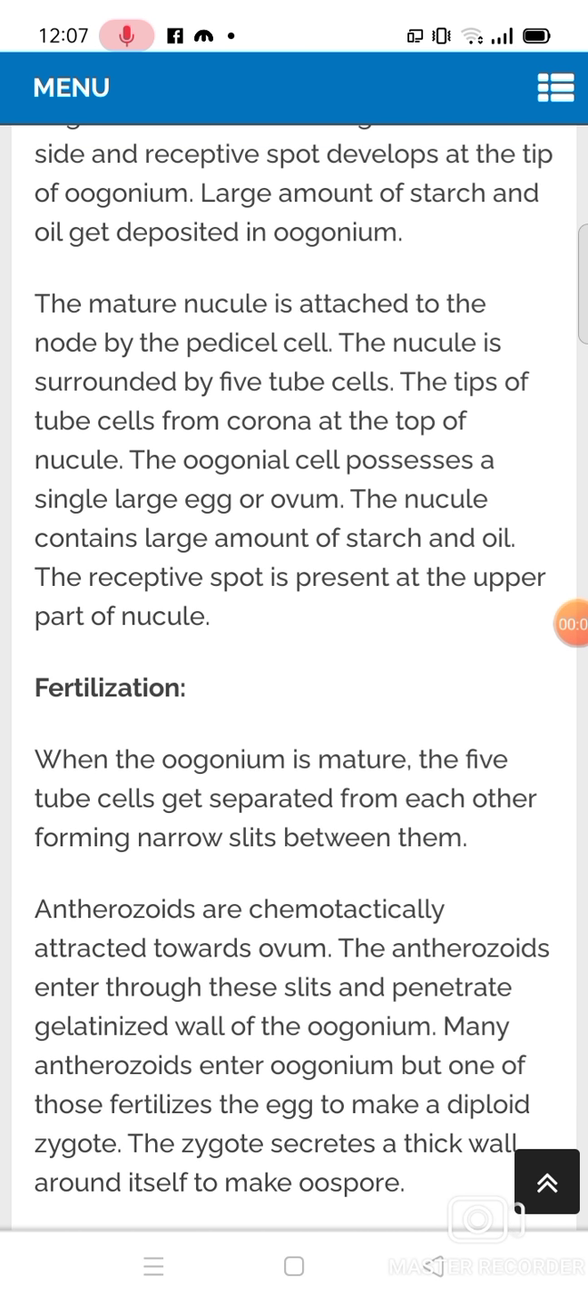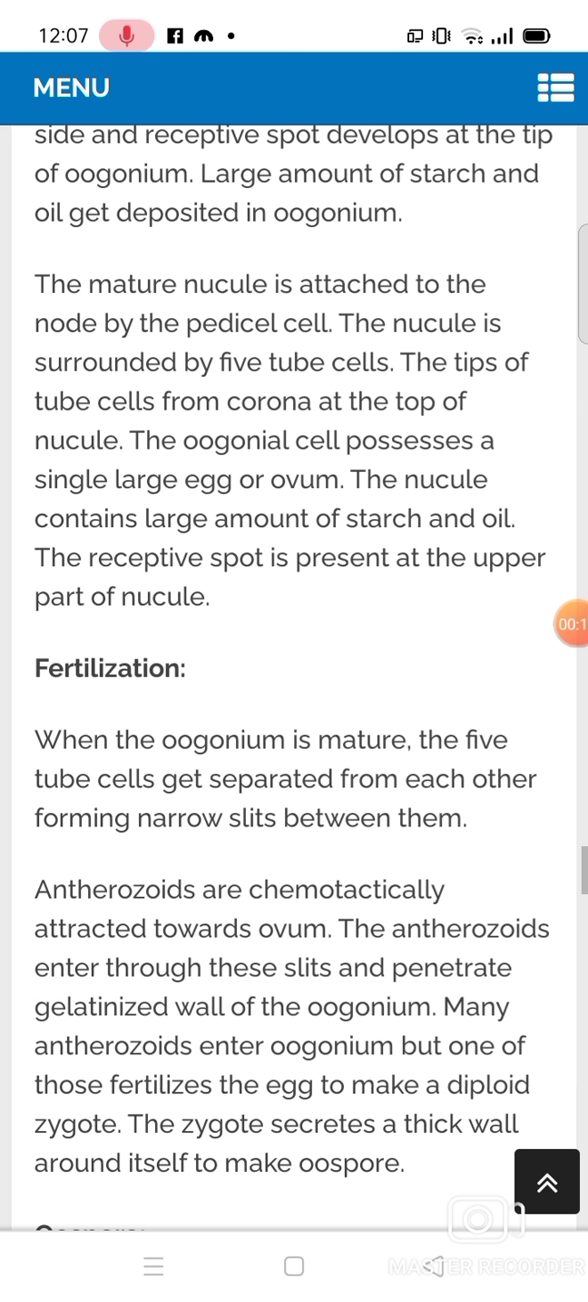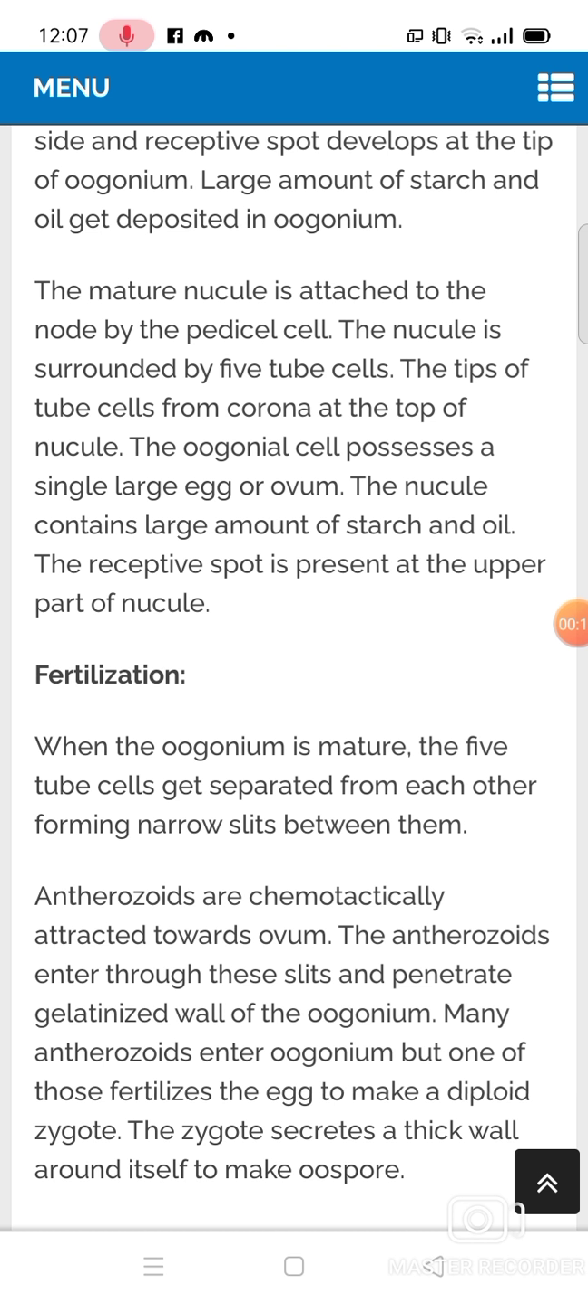Okay, after the development of the male and female reproductive sex organs, fertilization takes place. You all know what fertilization is. Fertilization is a fusion of male and female sex organs to form the zygote, which will further develop into a new organism, a new plant or a new alga, any type of organism. So in fertilization, there is a fusion of the male and female gametes or sex cells.